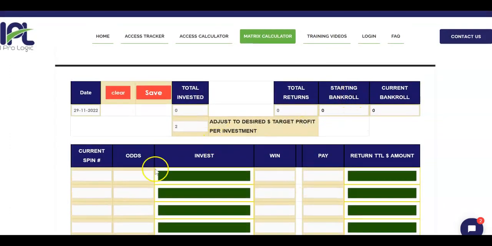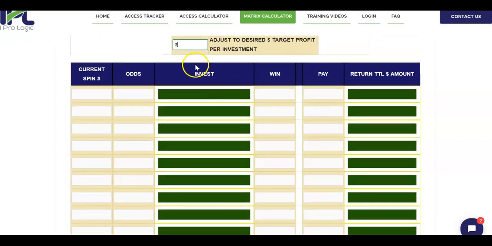So the first thing is the calculator is not set unless we're going to put in a bankroll of 1,000. Even though this shows 2, it's a default, it's not set. The only way the calculator is set is when you show zeros here. So we're going to use, let's say, $2 as our target. Now, remember something. Your invest amount is going to be dependent on what you ask for as a target per spin.